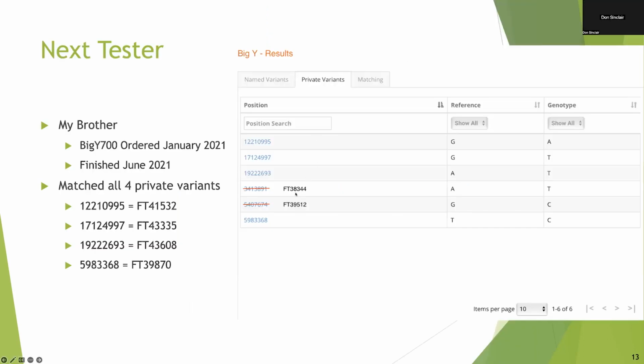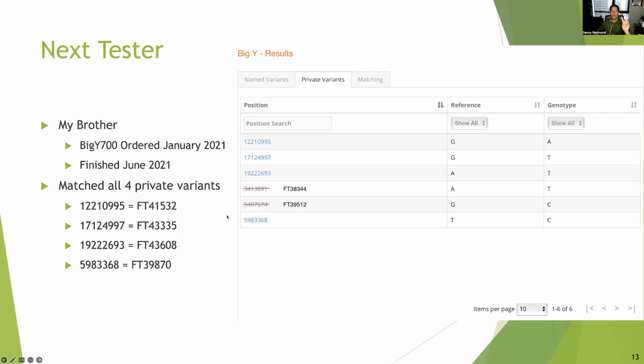I've tested one cousin and got 2 SNPs named, but I still have 4 left, and my goal is to name all 6 of them. So I talked to my brother and asked if he was willing to test, and he said yes. I ordered the test in 2021, and in June 2021 the results came. He is my identical twin brother, so I was pretty confident he would match all 4 of my SNPs. I also wanted to see what it would be like to have 2 twins test and whether there was any uniqueness. Fortunately, we are brothers, and he did match all 4 of mine, and these are the new names.